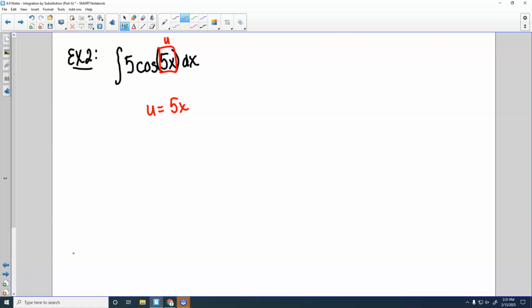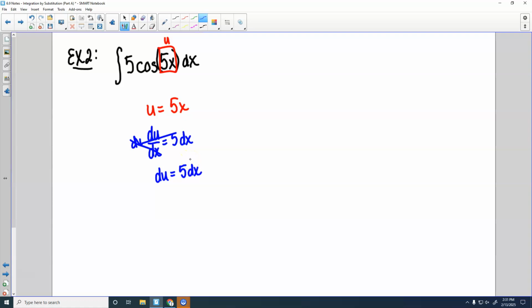So if I take the derivative of that, then du/dx would just equal 5. But I don't want a du/dx. I want just du. So I'm going to multiply both sides by dx to get rid of this. And I get 5 dx.